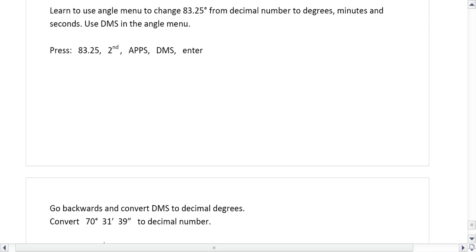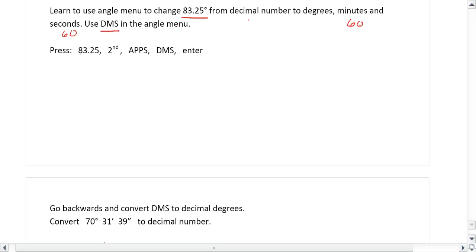This last part is learning how to use the angle button on our calculator. We can use that, first of all, if we're given a measurement in decimal degrees. For instance, 83.25 degrees. And we want to change this from a decimal number into the way degrees are measured on a map, in degrees, minutes, and seconds. So just to review, there are 60 minutes in a degree, and there are 60 seconds in a minute. And this would be kind of a pain to convert by hand. We could do it, but we have on our calculator the DMS button, which is degrees, minutes, seconds, and it's located in the angle menu.